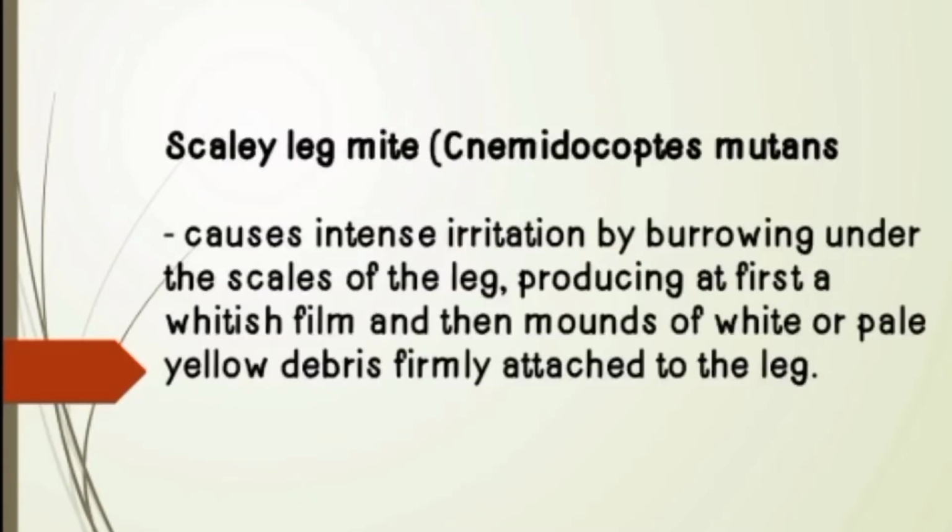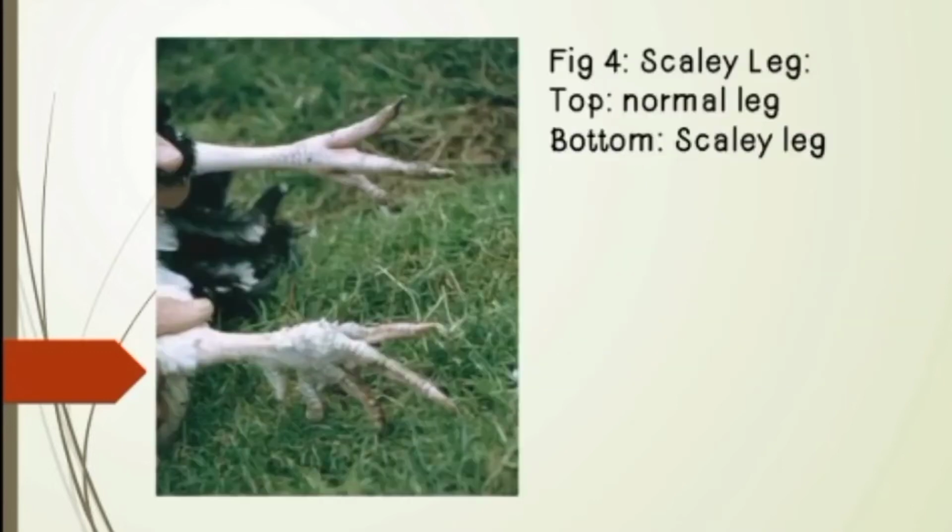Scaly leg mite or Knemidocoptes mutans. It causes intense irritation by burrowing under the scales of the leg, producing at first a whitish film and then mounds of white or pale yellow debris firmly attached to the leg. Itong scaly leg mite naman po ay makikita doon sa paa or sa binti or sa leg nga po nung manok. At ito po yung itsura niya.